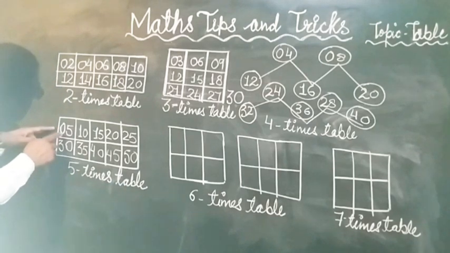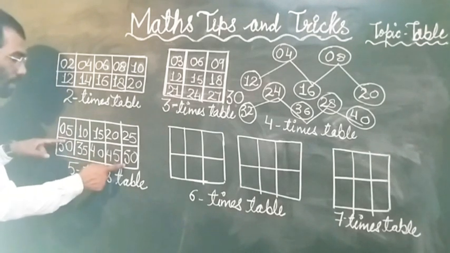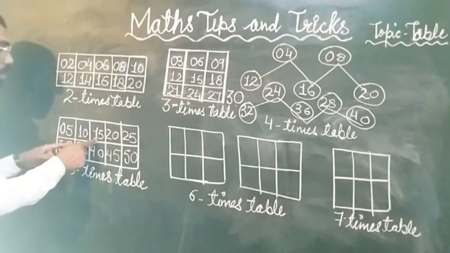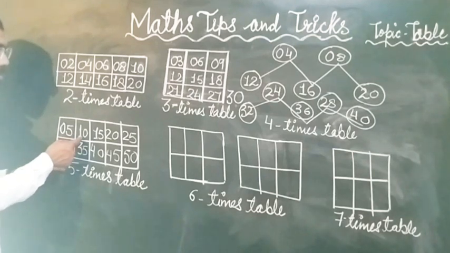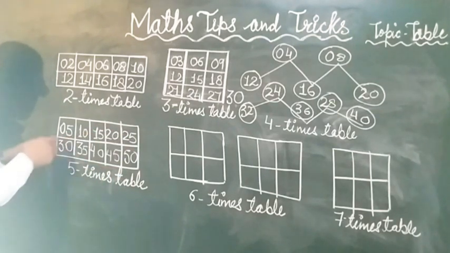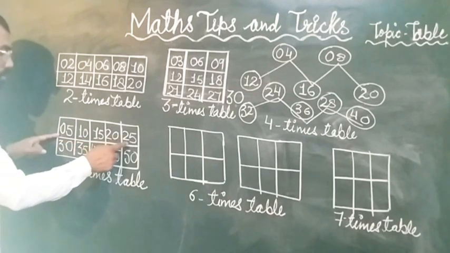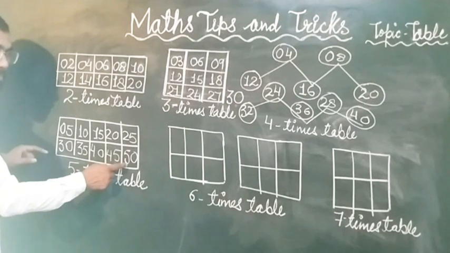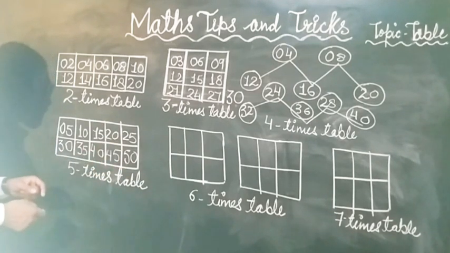What? 0 and 5 you will write only one time at the tens place. But 1, 2, 3, 4 you will write two times in the tens place of this rectangle box. So 0, 1, 1, 2, 2, 3, 3, 4, 4, and 5. Is this okay? Yes, this is the table of 5.